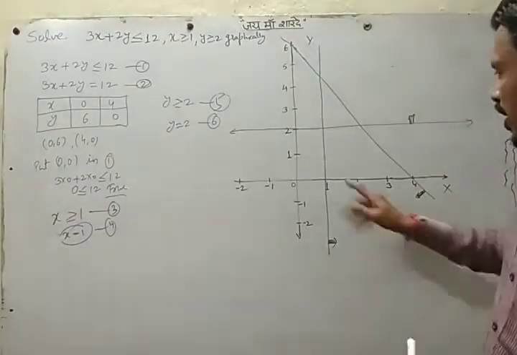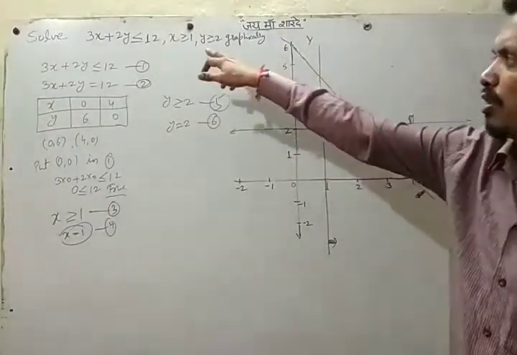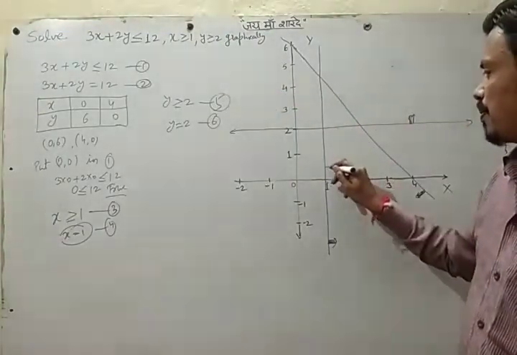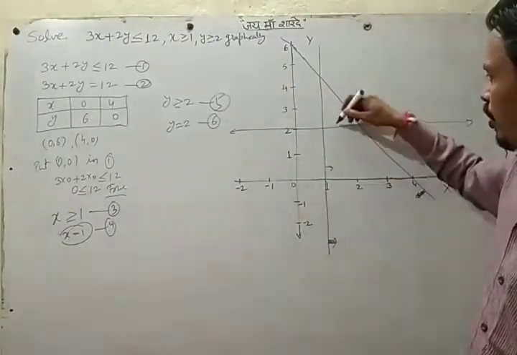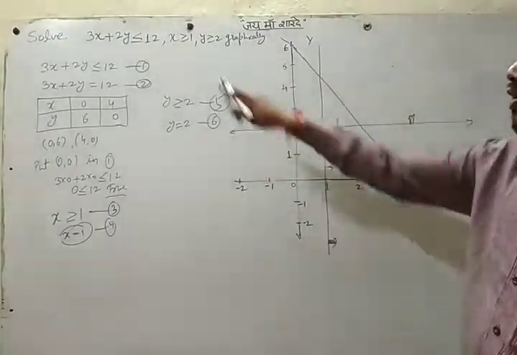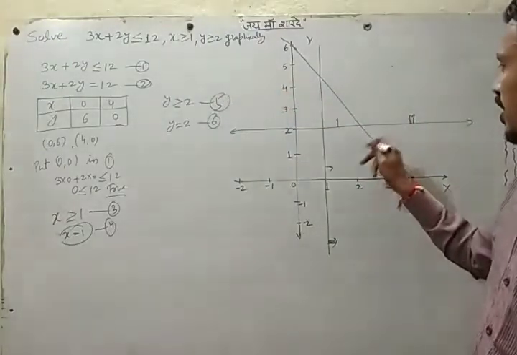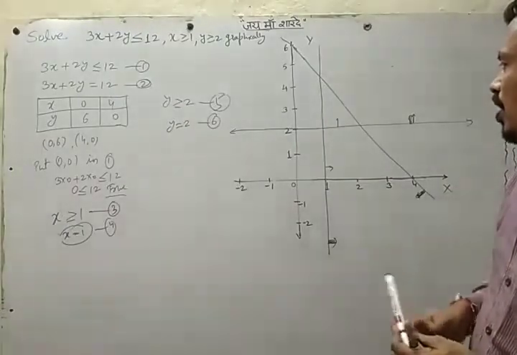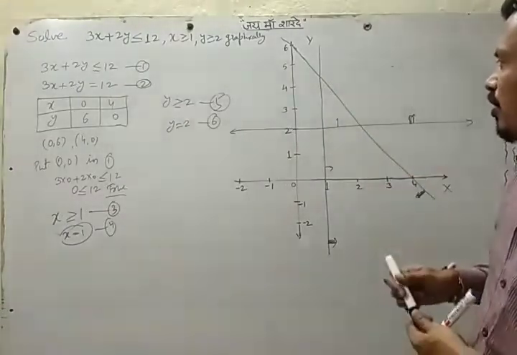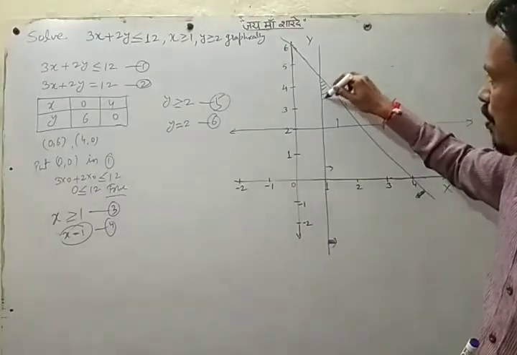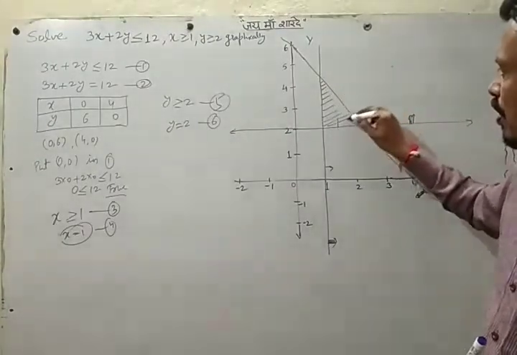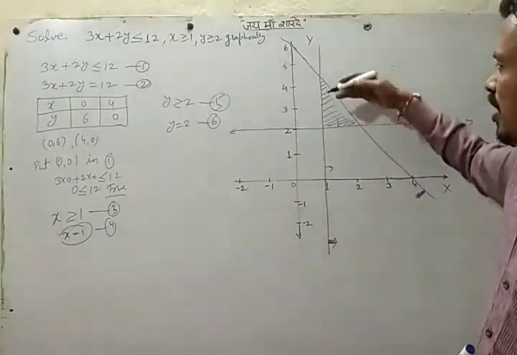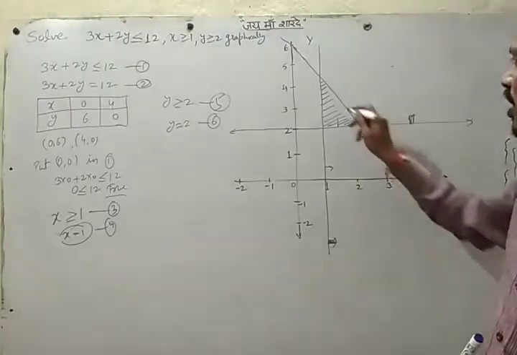So we have the solution for each: for x more than 1, this side; for y more than 2, above this line; for 3x plus 2y less than 12, this side, containing the origin. So here above, here this side, and here below. What are we getting? What is the common shared region?